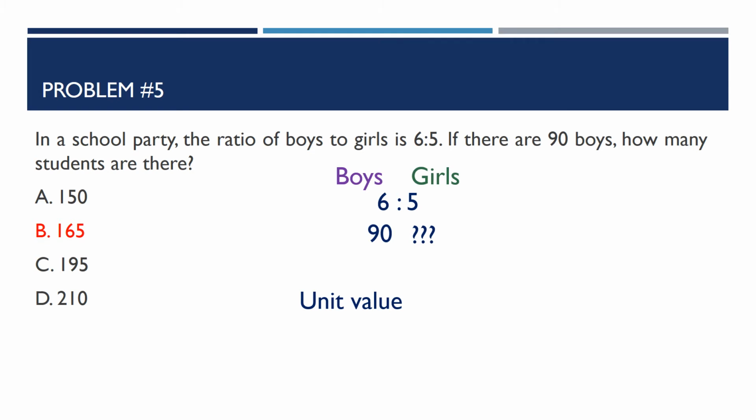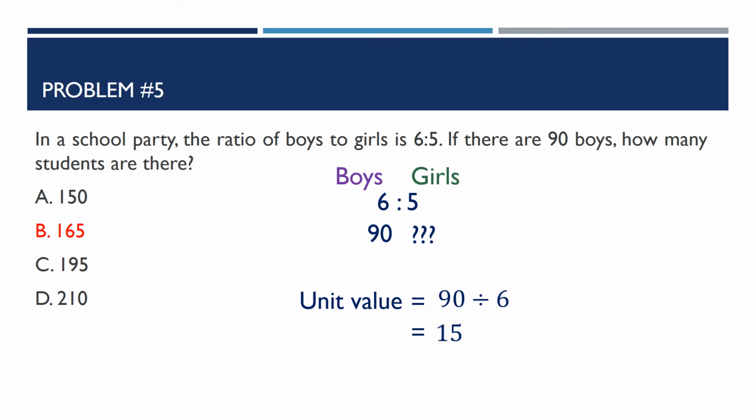So what we can use here is the 90 and 6, because it is given, it is paired, they are both for boys. So 90 boys divided by the 6 units. So that means each unit represents 15 boys. So if you want to know how many girls, you just multiply 5 units by 15 and you will know how many girls there are. So that's another way of getting the total. So get the number of girls and add it with the number of boys.